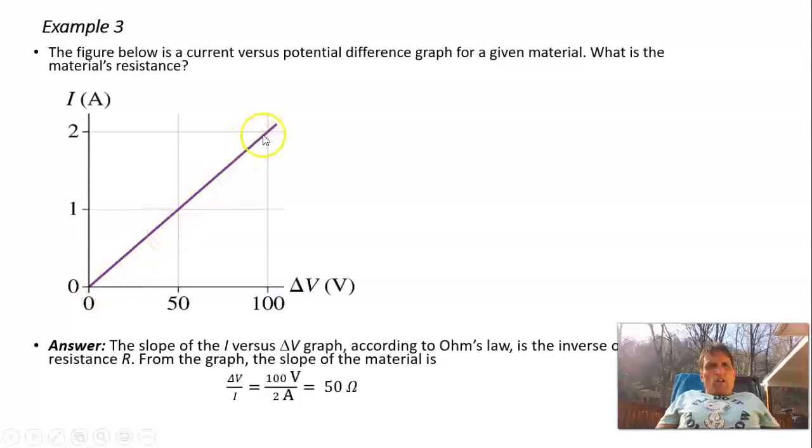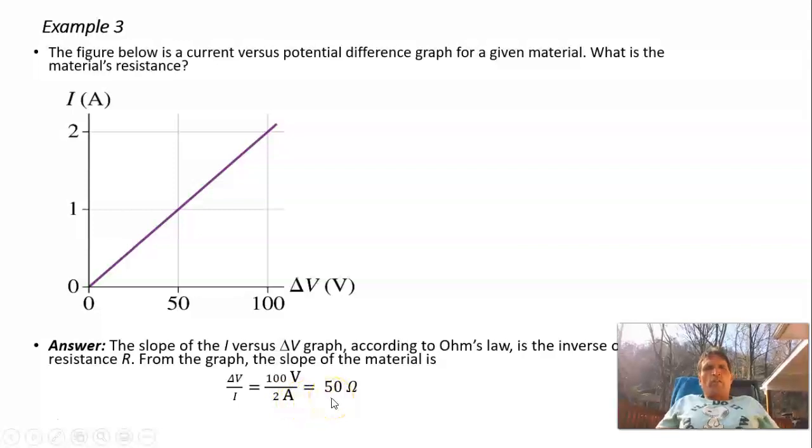The slope is 1 over 50. It's 1/50th of an amp per volt, and the resistance is the inverse, which means that the resistance of this material is 50 ohms. So you should be able to take a plot of current versus potential difference and calculate resistance. And if you're given resistance, I could further ask you what the resistivity is if I give you the length and the cross-sectional area.